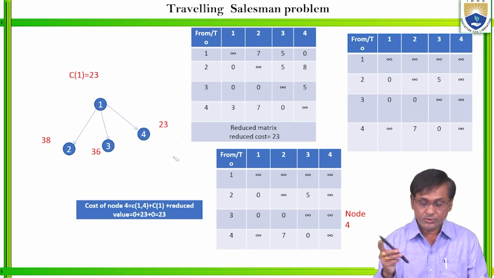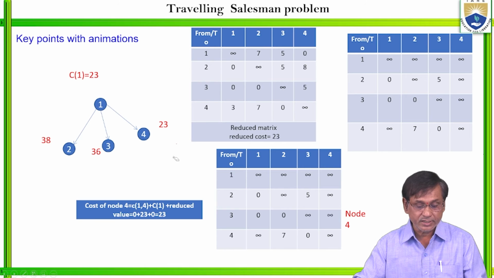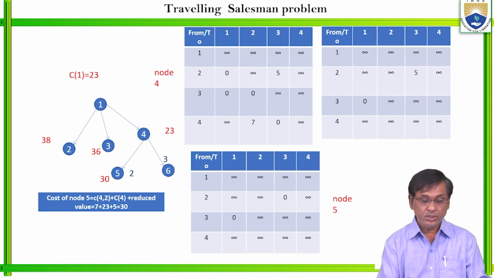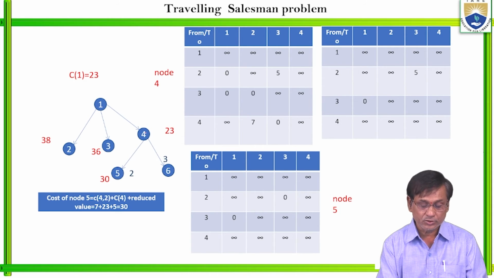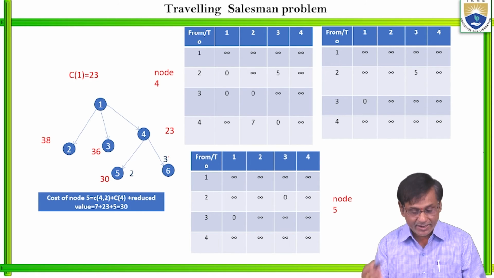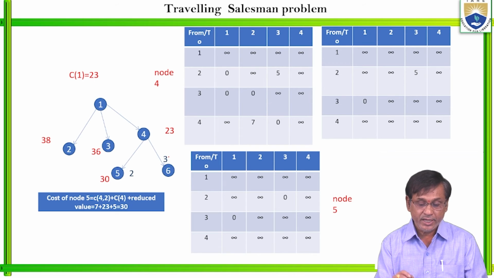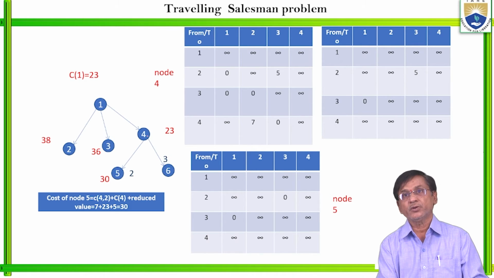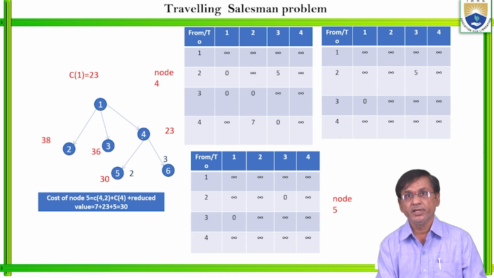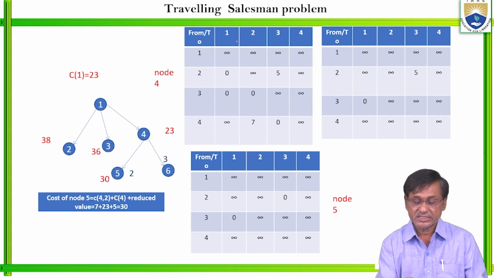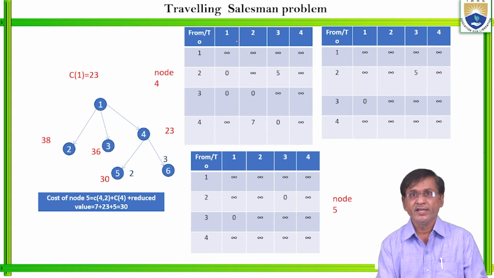Okay, now, the same thing is represented here. The salesman can go from node 4 to node 5, corresponding to vertex 2, and from node 4 to node 6, corresponding to vertex 3. Now, again, we have to take the reduced matrix of node 4. This is the matrix corresponding to node 4. We already calculated it, so we have to take this matrix.